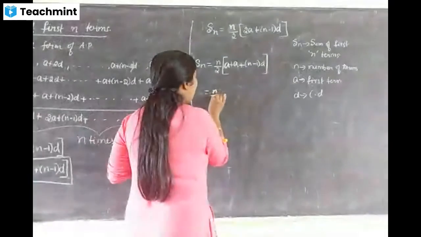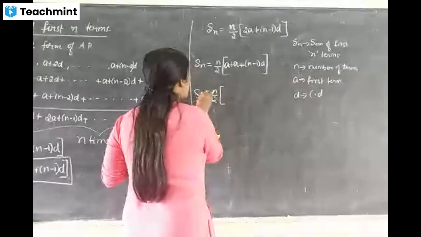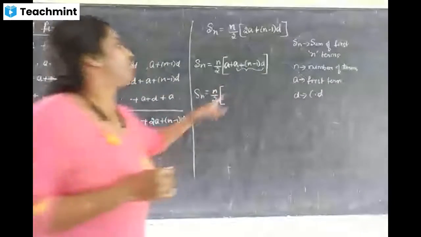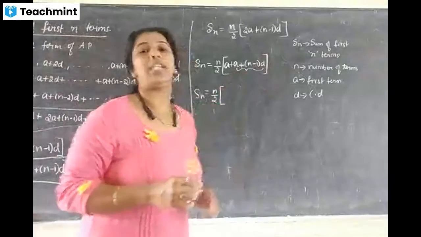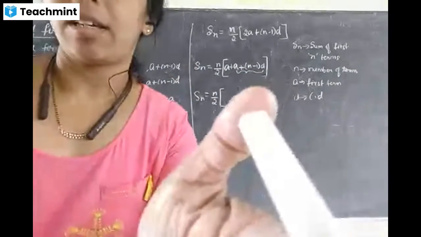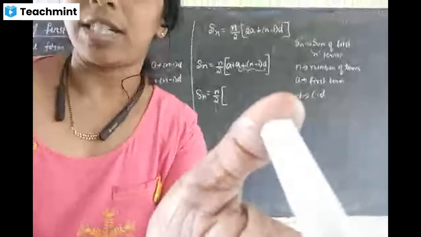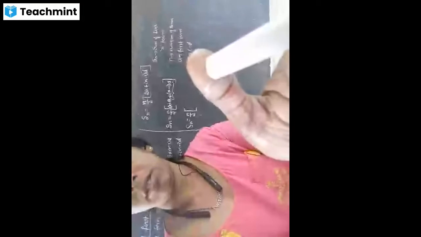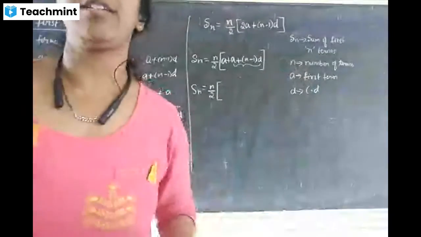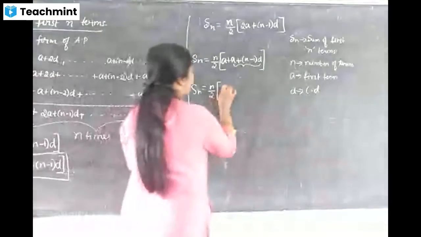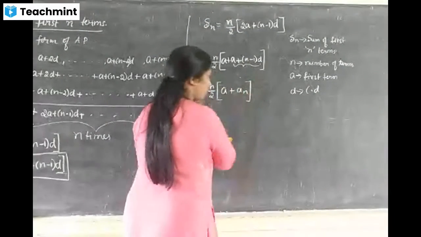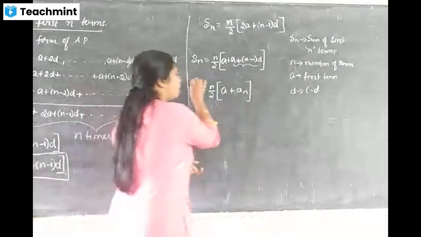Now n by 2, just observe here. Anybody can tell me what is this? a plus n minus 1 into d is what? Very good, it is the an formula. So a plus this becomes an. So this is one more formula.